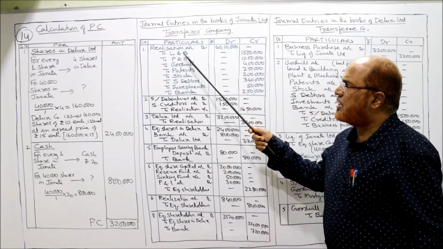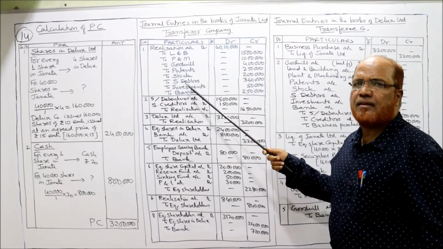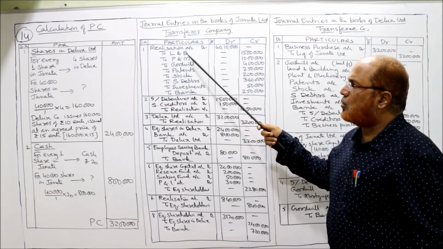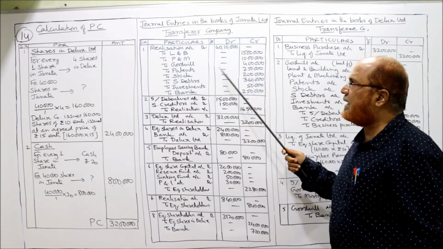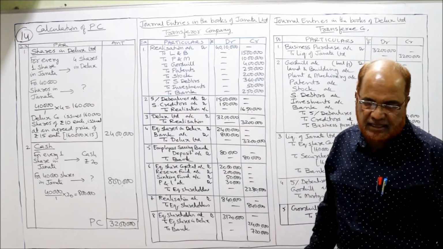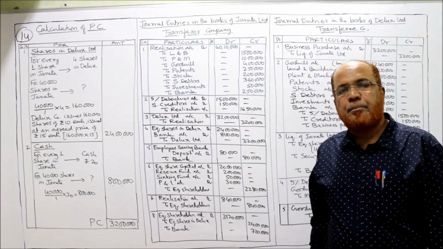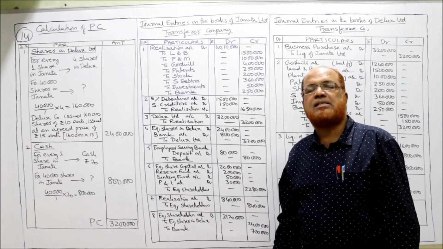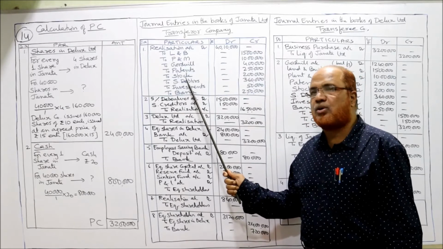So whatever assets are given in the balance sheet, I have credited all the assets. Realization account debit, to all assets individually I have credited. The total of all the assets are 40,10,000. Being the assets transferred to realization.